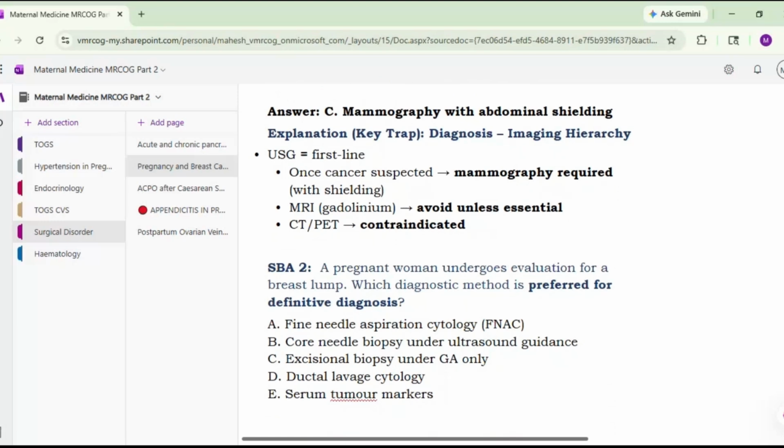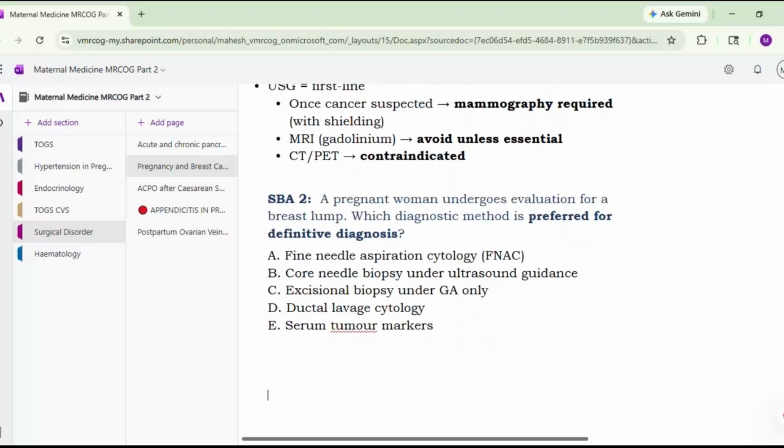Next. A pregnant woman undergoes evaluation for a breast lump. Which diagnostic method is preferred for definitive diagnosis? A. FNAC. B. Core needle biopsy under ultrasound guidance. C. Excisional biopsy under GA. D. Ductal level cytology. E. Tumor markers. It is B. Core needle biopsy under ultrasound guidance.